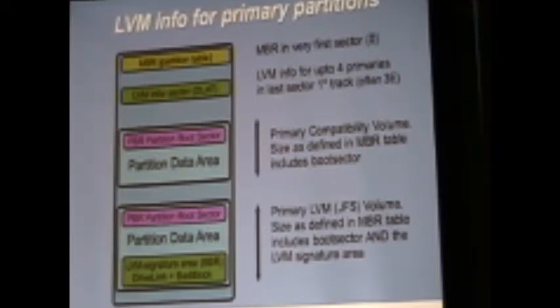Okay, this is what it looks like again for primary partitions. So you see an MBR with the LVM at the end of the first track, and the gap in between them. It could be anything there, usually it's empty, but it could be a boot manager or something. And then the primary partition, and here another partition with LVM signature data. So this is an LVM type partition, and this is a compatibility one.